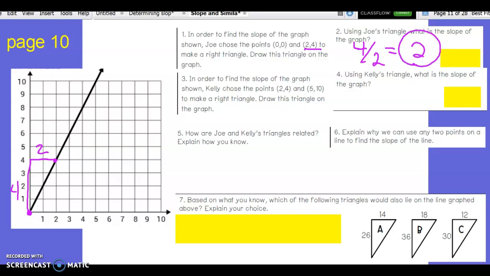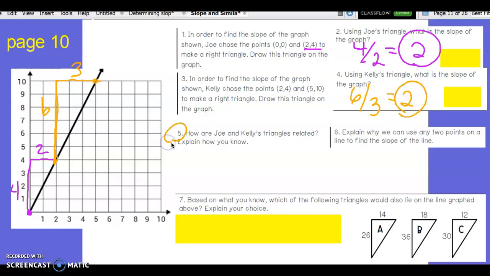Now, Kelly is looking at this same line, and she chooses 2 different points to find the slope. First, she chose the point (2, 4). So I go to the right 2, up 4. This is the point (2, 4). And then she chooses the point (5, 10). To the right 5, up 10. That's this point right here. This is the slope triangle that she makes. So it is up 1, 2, 3, 4, 5, 6 over 1, 2, 3. So her slope is 6 over 3, which is also 2.